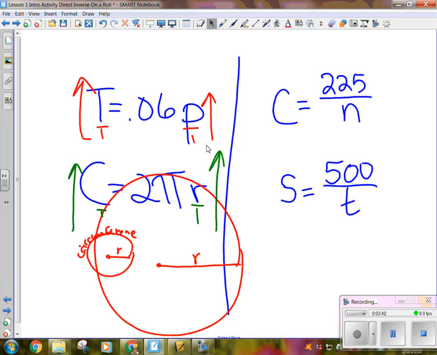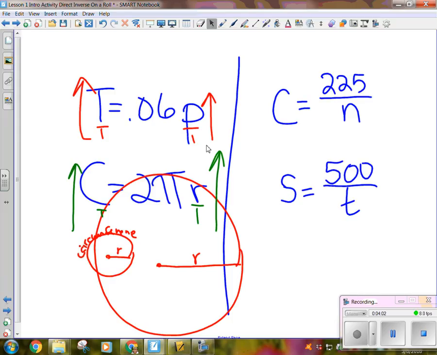What if the radius got bigger? Then the circumference around it would get bigger. Do you find that your arms are moving together? They're moving together. If one goes up, the other one goes up. Or if one goes down, the other one goes down. Does everybody see that relationship? That's how it behaves on the ones on the left.